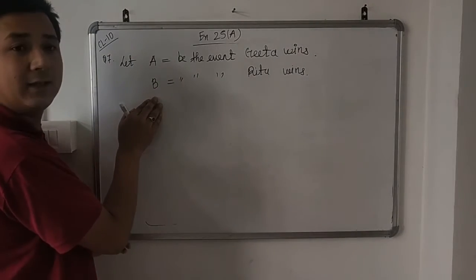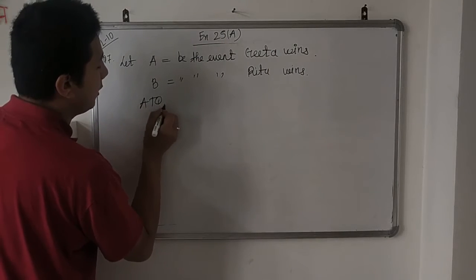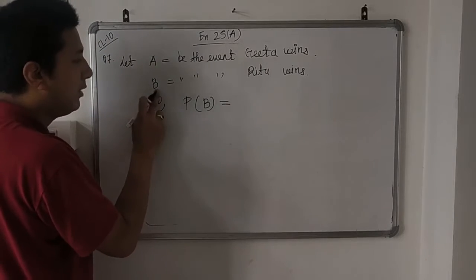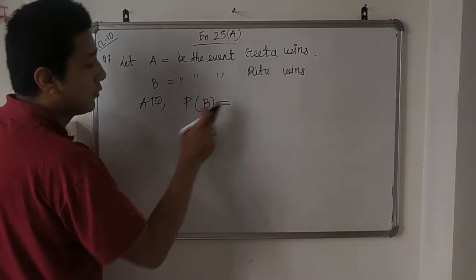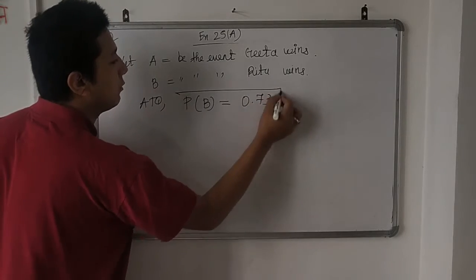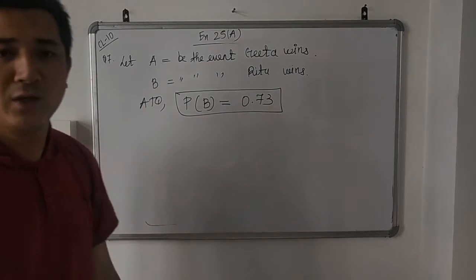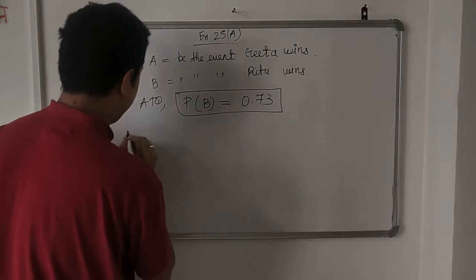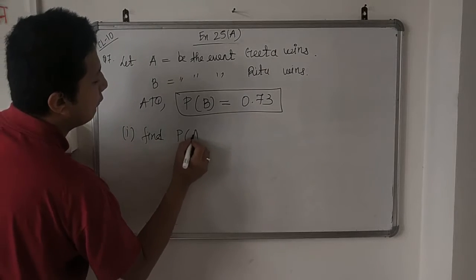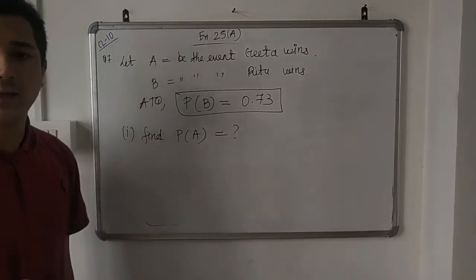Another thing given to us: the probability of Ritu winning is 0.73. B is the event Ritu wins. According to the question, probability of B, which means Ritu wins, is 0.73. This is given in the question. What we are asked to find is the probability Geeta wins. We need to find probability Geeta wins.